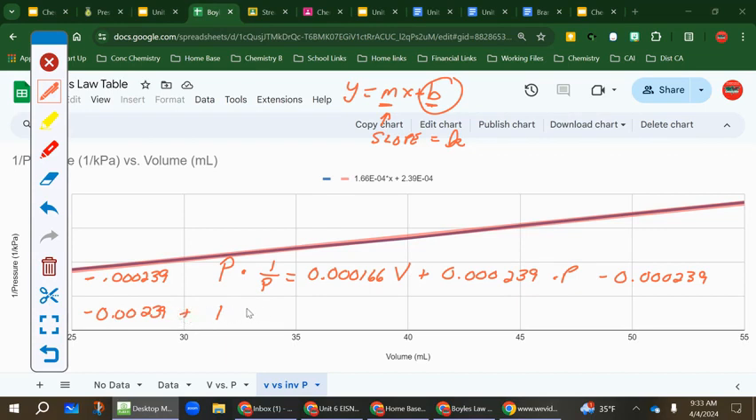Plus 1 equals, now, P times 0.000166 V. Okay? I want to get P and V alone, so I'm going to divide this by 0.000166. This will get me P and V on one side. What I do to one side, I'm going to do to the other.